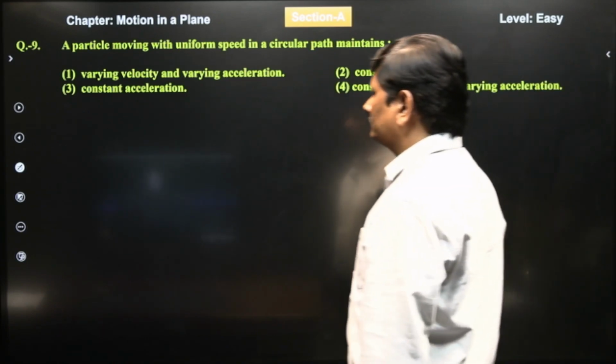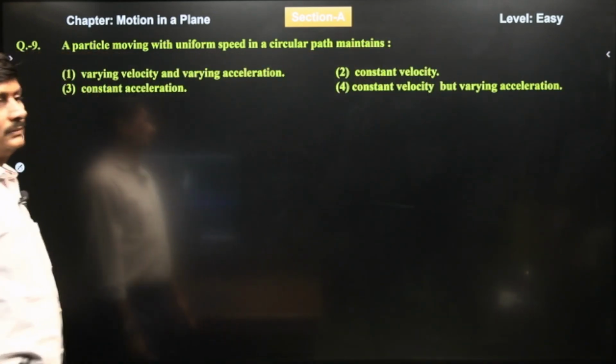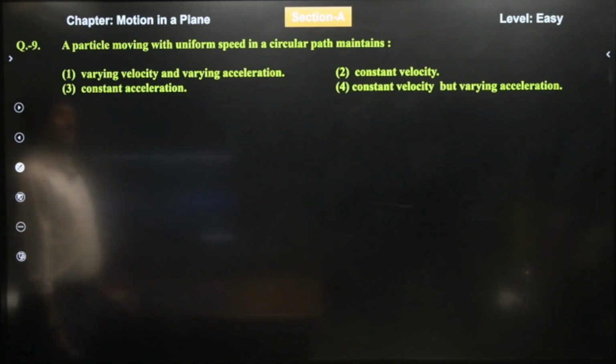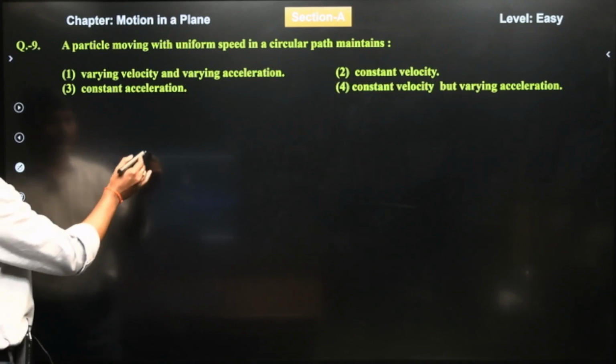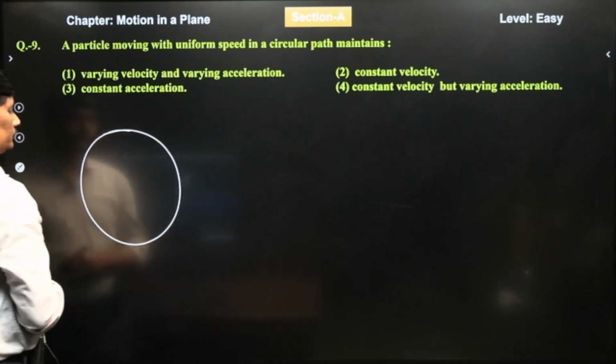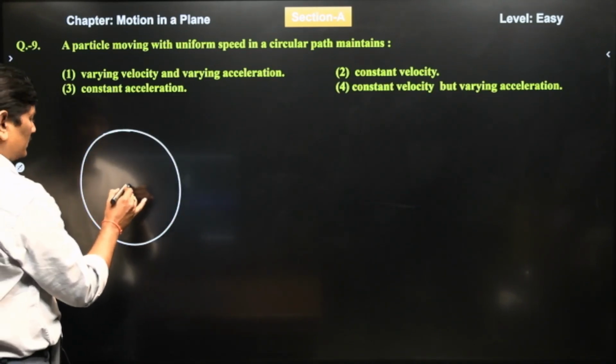Next one, this is motion in 2 dimension. This question is from motion in a plane. It is a direct, conceptual question. A particle moving with uniform speed in a circular path maintains... see, circular path of the particle. It is a basic question.